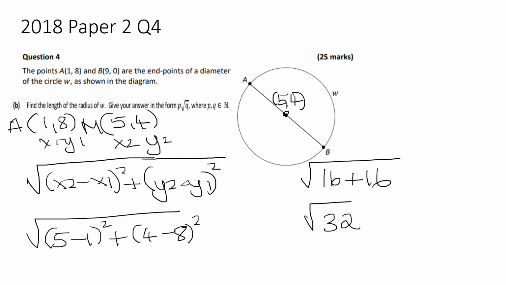It's asking you to write it in the form p root q, so you need to write it in surd form. When you simplify that on your calculator, it comes up as 4 root 2. You can just write down that that's 4 root 2 units. You can press S-D and find out what it is as a decimal, but it's not asking you that. It's asking you to write it in that format. So that's your answer there for part B.